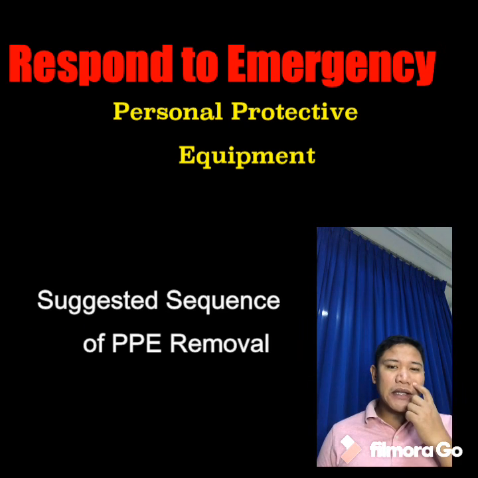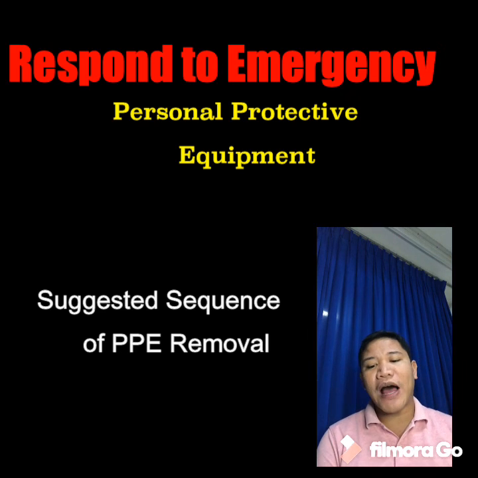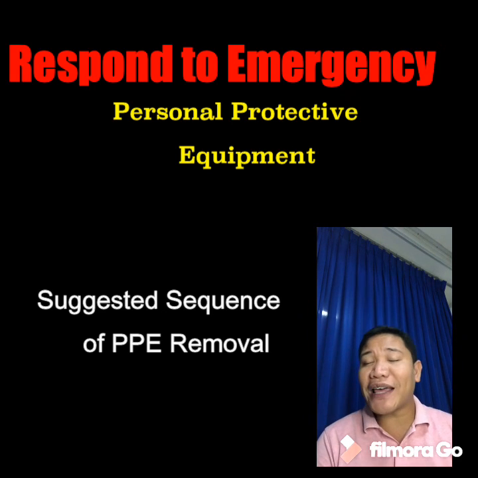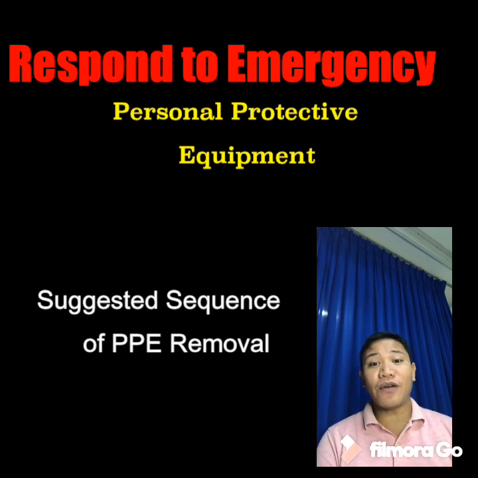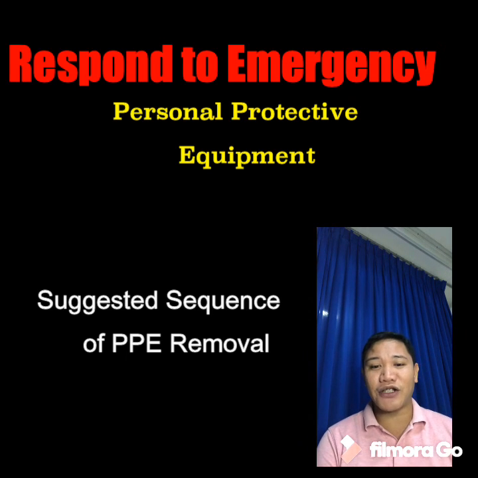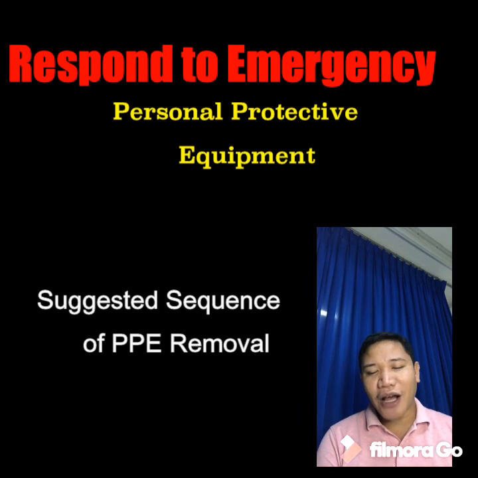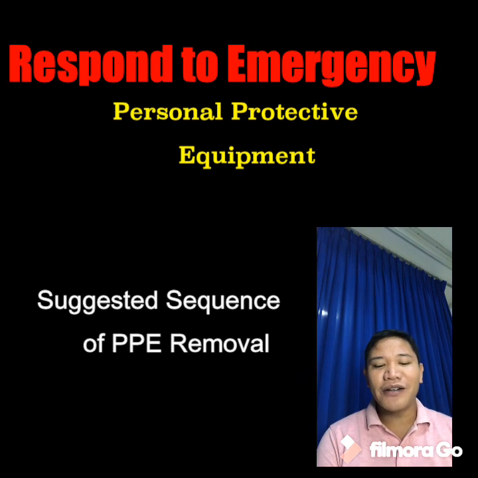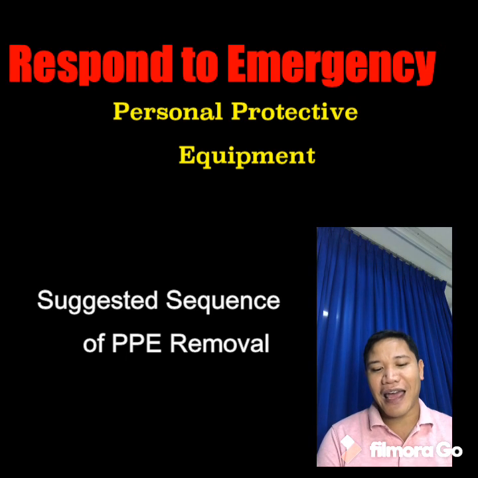Okay, what is the suggested sequence of PPE removal? So the first one to take off is remove the gloves, then perform hand hygiene, remove the gown, perform again hand hygiene because you touch the gown. Okay, so you need to perform hand hygiene, remove disposable cap. Okay, then perform again hand hygiene because the one that you use to remove the cap is your hand. Okay, remove eye protection, then perform hand hygiene, remove mask N95 respirator, then perform hand hygiene.